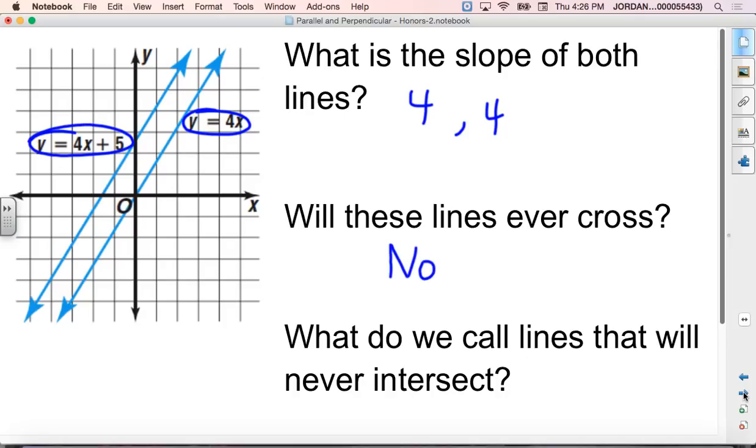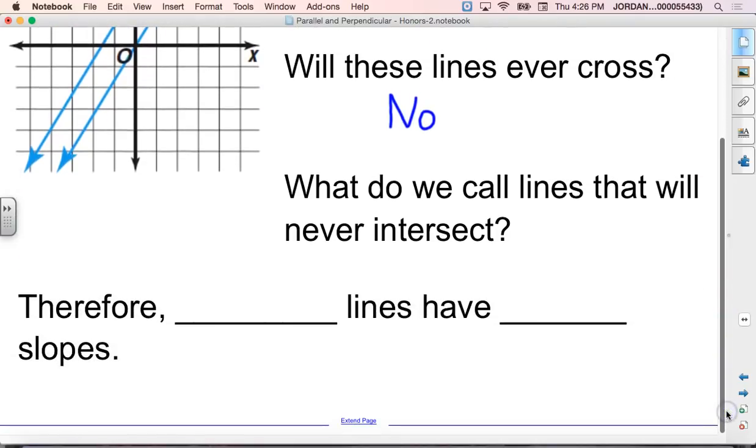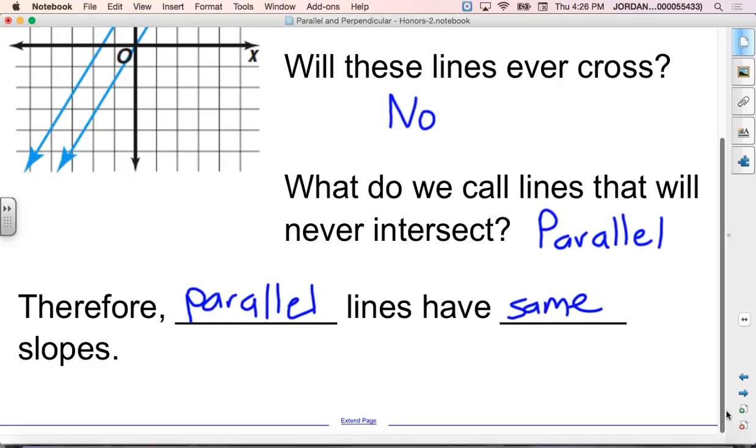And then the next question, what do we call lines that will never intersect? Well, of course, we call those parallel lines. We've already learned that. Alright, so therefore, what we can conclude by this is that parallel lines have the same slopes, because these two lines up here are parallel, and we saw that their slopes were both 4. So the slopes of parallel lines are always going to be the same. Okay, moving on.